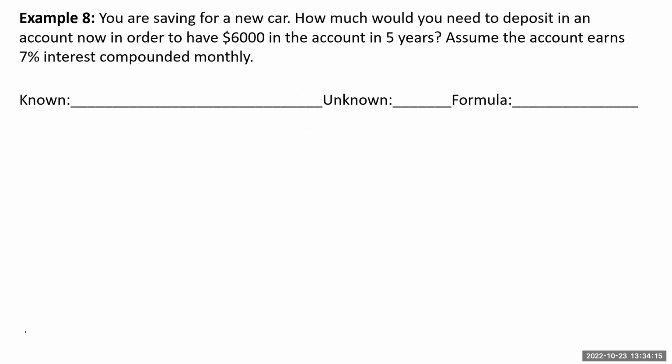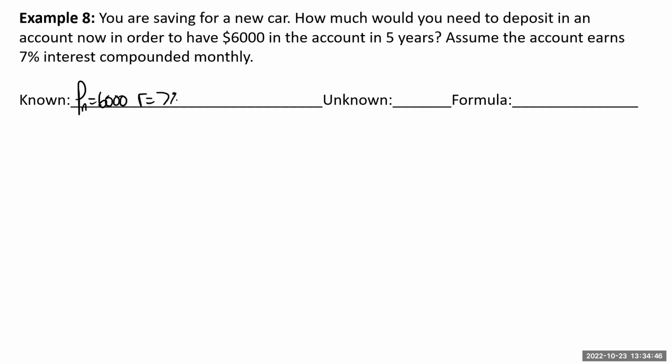Okay, guys, let's take a look here at example 8. You're saving for a new car. How much would you need to deposit in an account now in order to have $6,000 in the account in 5 years? Assume the account earns 7% interest and is compounded monthly. All right, so we want to have $6,000 in the account. That is our P sub N amount, P sub N is 6,000.